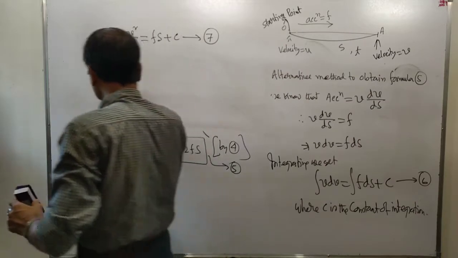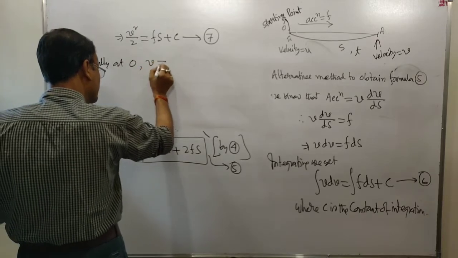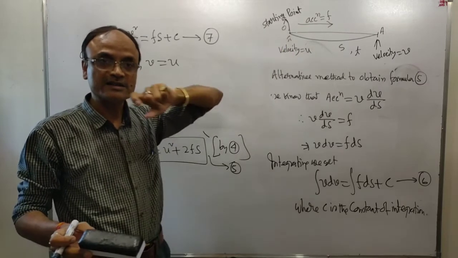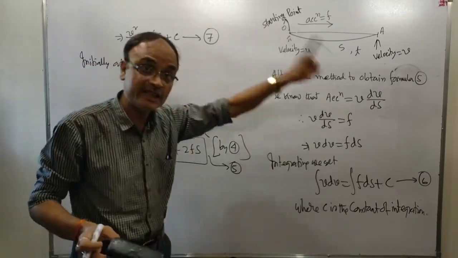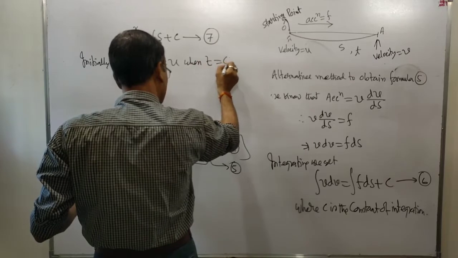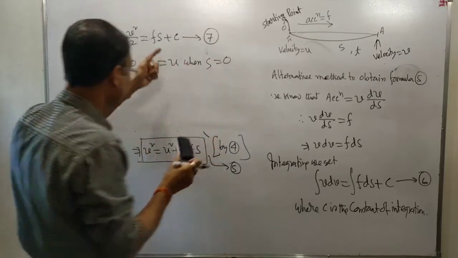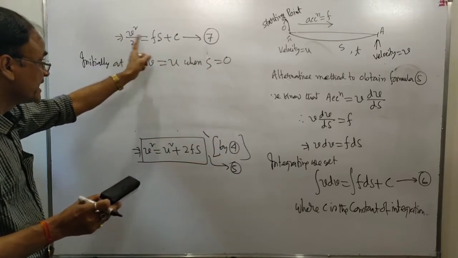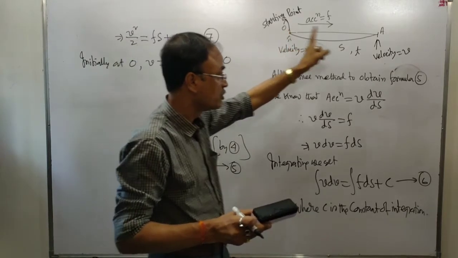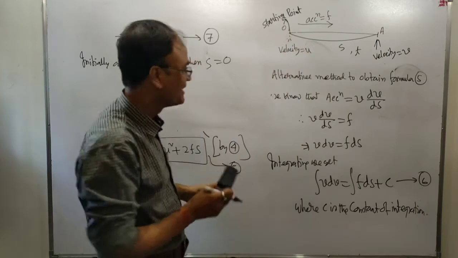Initially at the point O, the velocity was u. The particle starts moving from the point O with initial velocity u and constant acceleration f. When s is equal to 0, the relation is between v and s. The distance s is from 0, so at O, s is equal to 0.